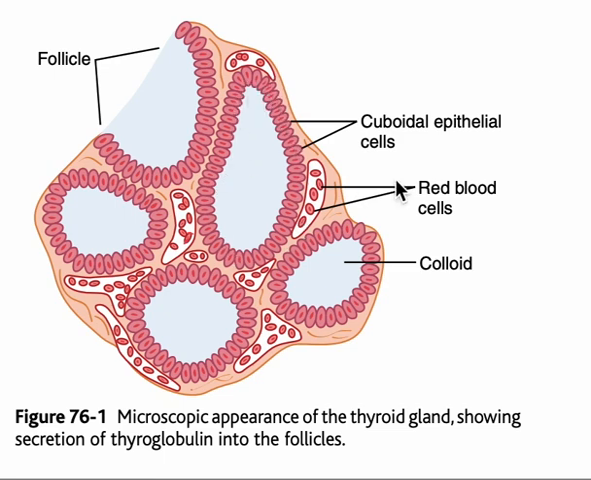These are lined by cuboidal epithelial cells, and within these enclosed cells we have a specialized secretory substance which is known as colloid. In short, colloid is a substance present inside the follicle, and the follicle is lined by cuboidal epithelial cells. The major component of colloid is a large glycoprotein known as thyroglobulin, and the thyroglobulin contains the thyroid hormones. Now this is a brief overview of the follicle.